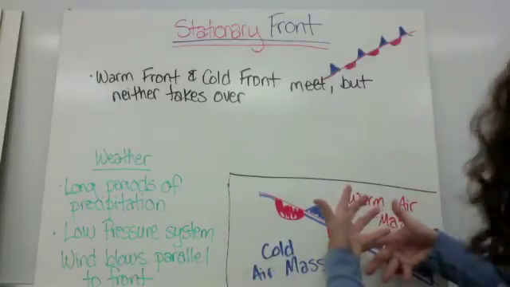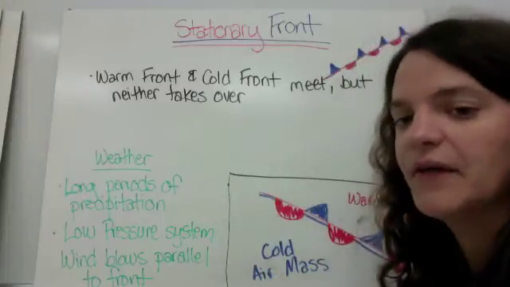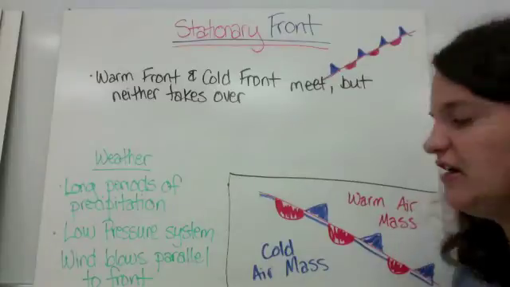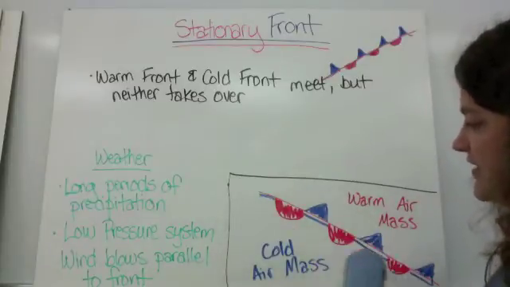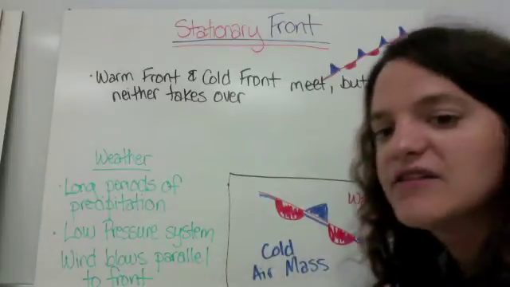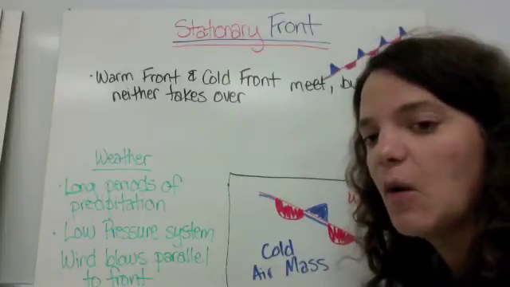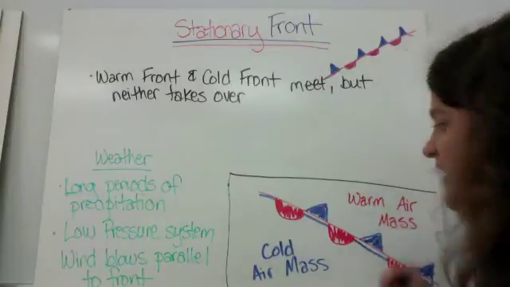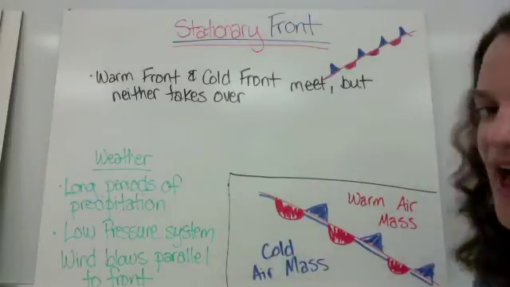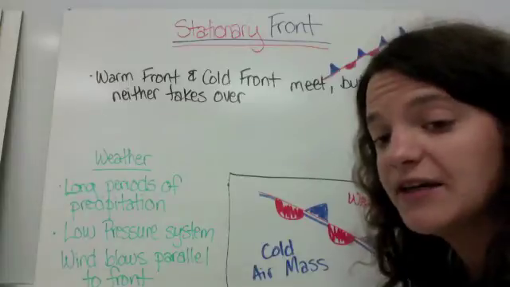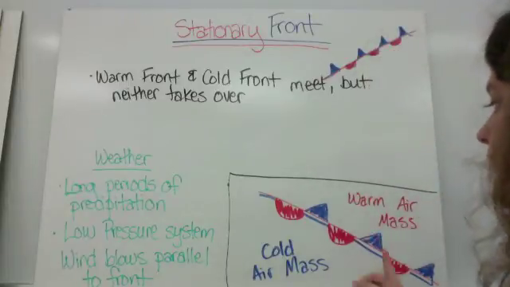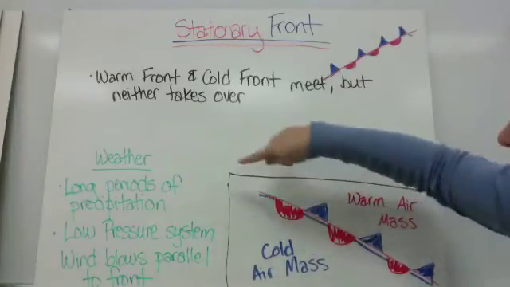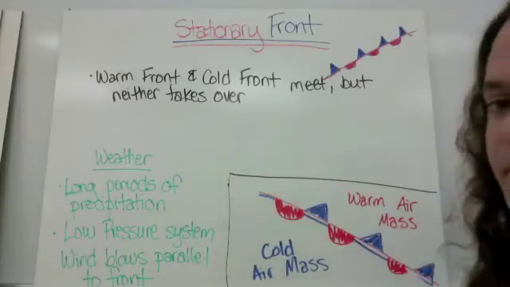As they meet, neither air mass wins, okay? They just sit still, neither overtakes the other, and you're going to have a long period of precipitation here. Condensation is going to occur along this front as the warm air comes in contact with the cold air, and that will result in precipitation. You see each front is moving in the direction where the half circles or the triangles are pointing, and the wind here is going to blow parallel to this front. So instead of blowing this way against the front, it's going to blow parallel to the front.